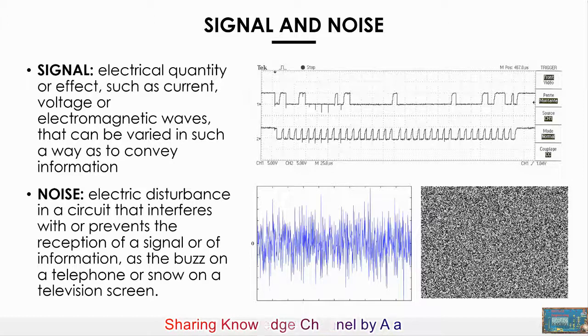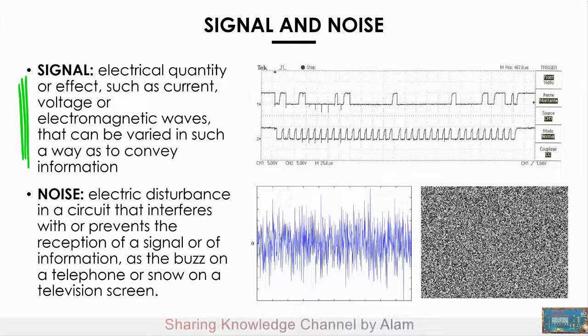Now that both current and voltage have been discussed, we can introduce the concept of signal and noise. Current and voltage are not fixed quantities. They can and usually change with the time inside a circuit. Here you can see the definition of electrical signal. An electrical signal is an electrical quantity, such as current, voltage, or electromagnetic wave, that can be varied in such a way as to convey information.